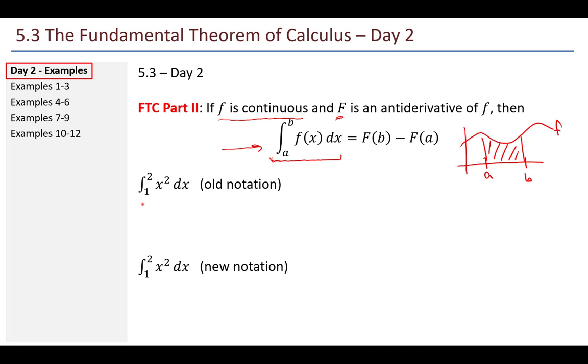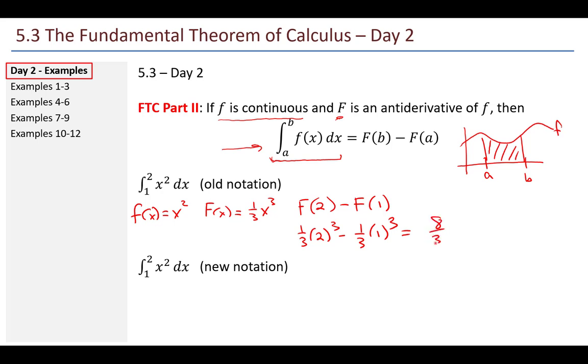So this is how we did it the old way. I looked at the integral that was given to me and I identify little f of x equals x squared. Then I create an antiderivative, big F, so in this case it might be 1/3 x cubed. Then I have to evaluate big F at the two endpoints, so big F of 2 minus big F of 1, and so that becomes 1/3 of 2 cubed minus 1/3 of 1 cubed. So 8/3 minus 1/3 equals 7/3.